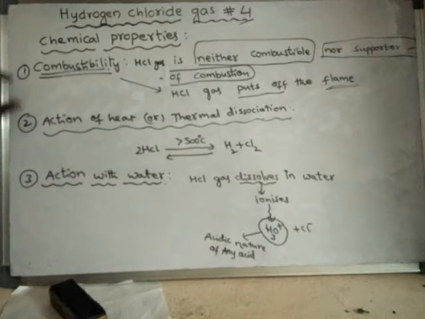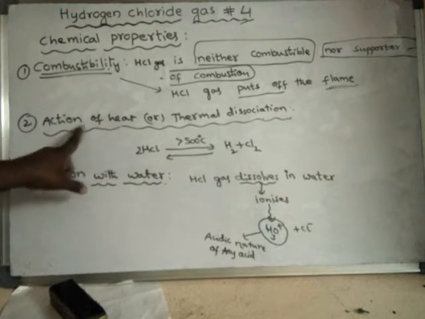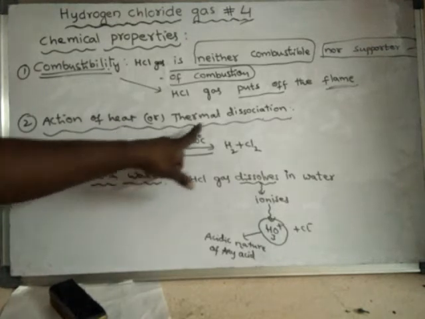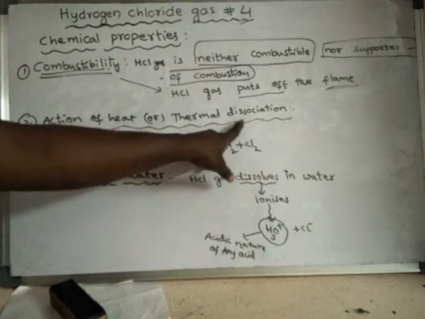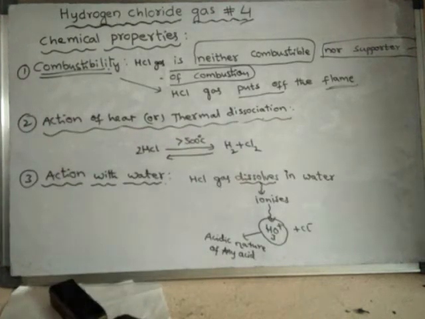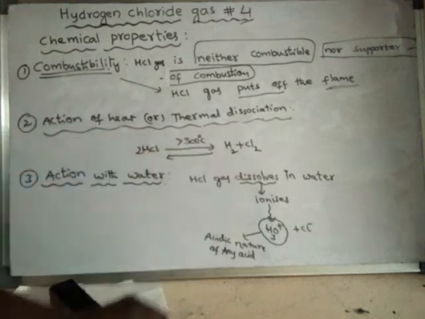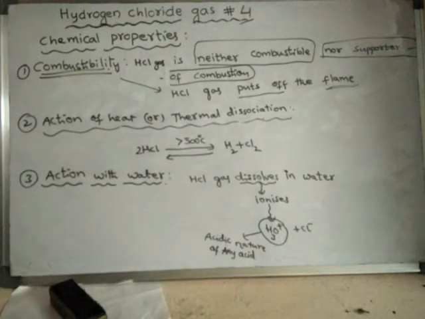Next, the next chemical property of HCl is action on heat, or else it undergoes thermal dissociation. What is thermal dissociation? Thermal dissociation is nothing but a reversible thermal decomposition reaction. So whenever you come across thermal dissociation, you have to understand that it is a reversible reaction.